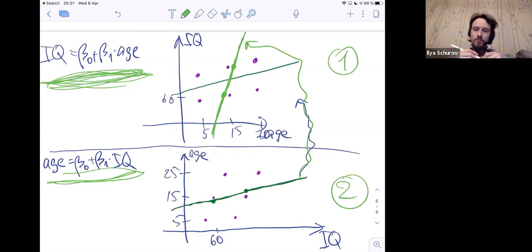The first one, yeah, because we basically assume that there is some kind of causal relationship. We assume that IQ can depend on age, that IQ can change when age changes. But if we consider the inverse dependence, how age depends on IQ, for a particular person or for a group of people, it does not make much sense from a real life perspective. But mathematically, these two statements can be analyzed, and you will get some answers.